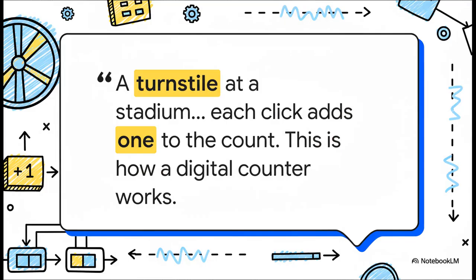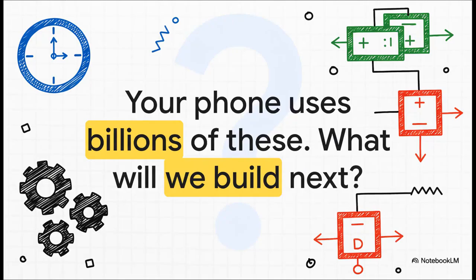You know, a great way to think about this is like a turnstile at a stadium. The clock pulse is like a person walking through, and each one of those pulses causes the counter to click and add 1 to the total. It's really that simple. So that's really the core idea. From a simple ticking clock, some gates that do basic math, and switches that can remember, we can build circuits that count.